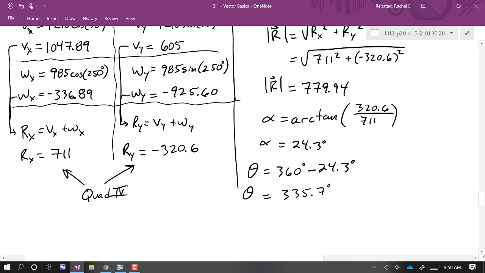And so we wanted to find the resultant vector. They didn't just say find the magnitude and direction. So we really want to put these two pieces together to say here's our resultant vector. It's got a magnitude of 779.94 at an angle of 335.7 degrees.